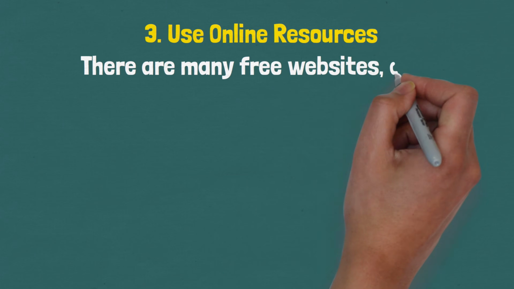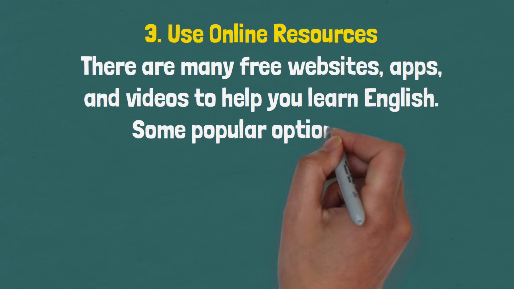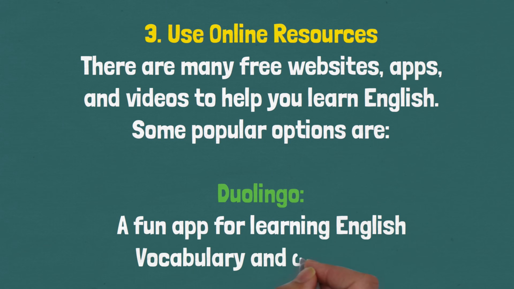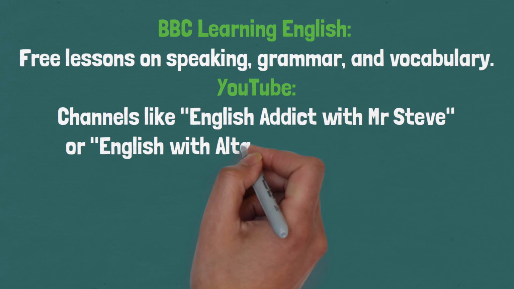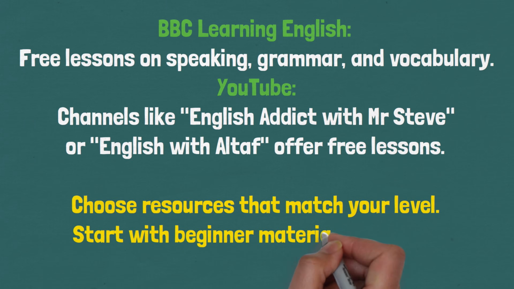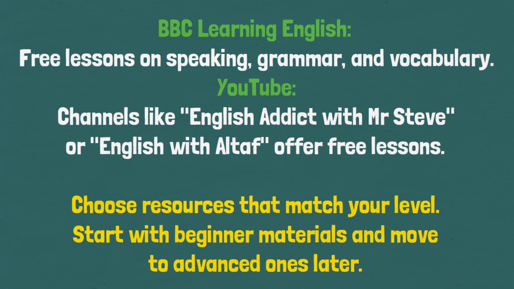3. Use online resources. There are many free websites, apps, and videos to help you learn English. Some popular options are Duolingo, a fun app for learning English vocabulary and grammar. BBC Learning English, free lessons on speaking, grammar, and vocabulary. YouTube, channels like English Addict with Mr. Steve or English with Altaf offer free lessons. Choose resources that match your level. Start with beginner materials and move to advanced ones later.